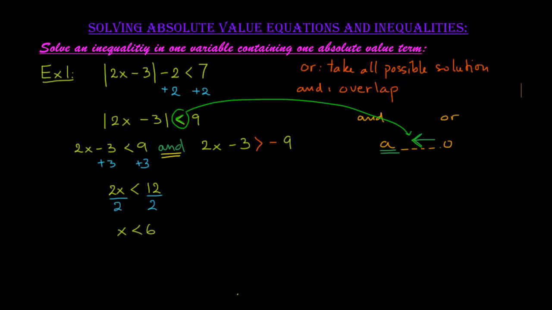And on the right side we add 3 on both sides. That will give me 2x greater than negative 6. Then we divide both sides by 2. Then we will have x greater than negative 3.